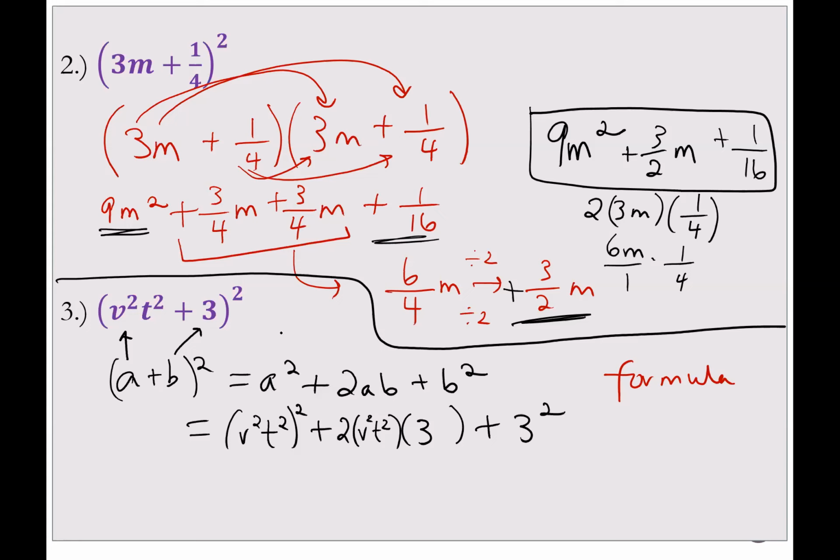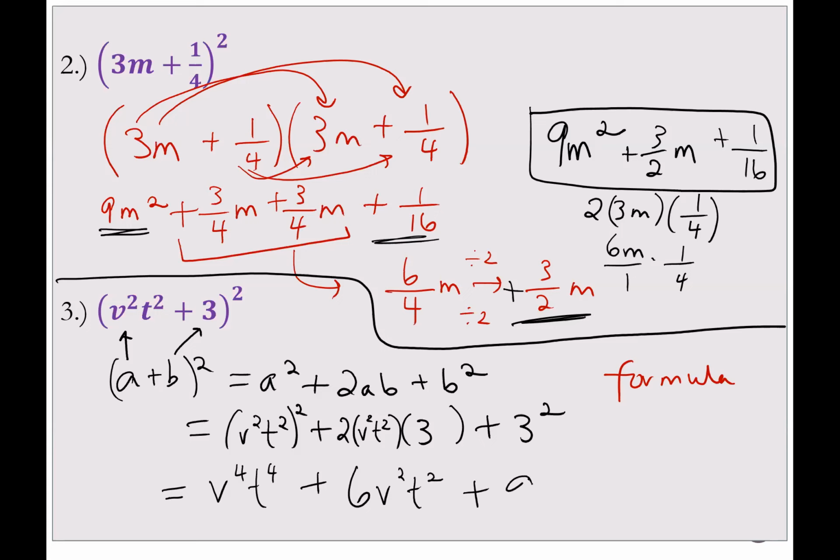Okay, so I got my formula. A is the first term, b is the second term, a squared. I need to simplify. Really, each of these terms has simplifying that needs to happen. All right, so let's square this first term. So I can use the power rule right now. There's no plus or minus signs in here. I can square this by multiplying the exponents. 2 times 2 is 4. So v to the 4th, t to the 4th is my first term. Plus 2 times 3 is 6, so those are the coefficients multiplied together, and then v squared t squared.